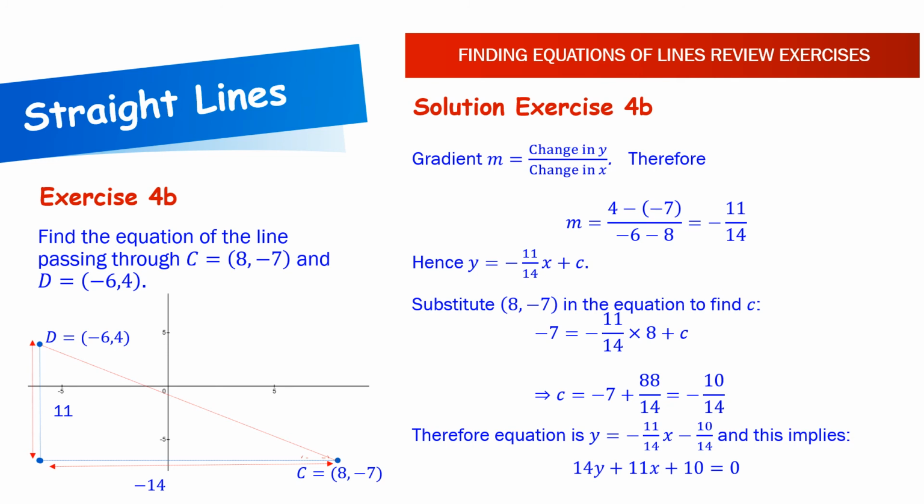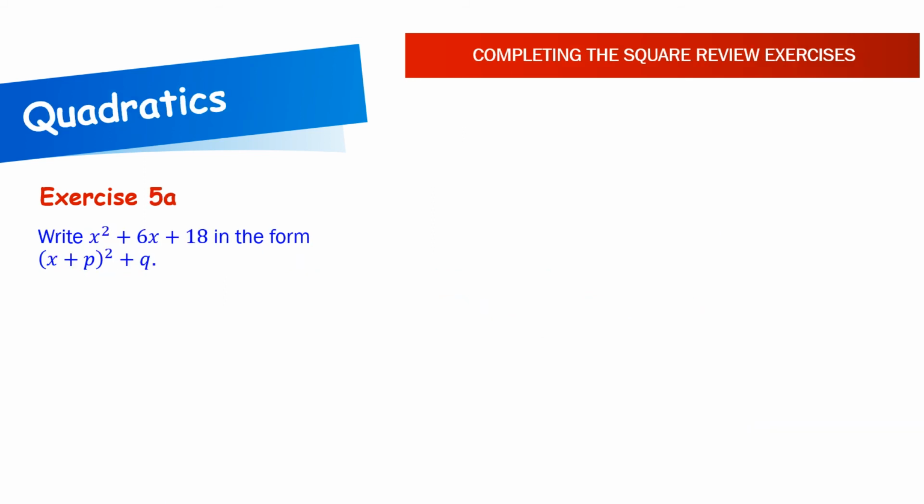We can now multiply through by 14 to give 14y plus 11x plus 10 equals 0. And now for exercise 5a. We are required to write x squared plus 6x plus 18 in the form x plus p all squared plus q.